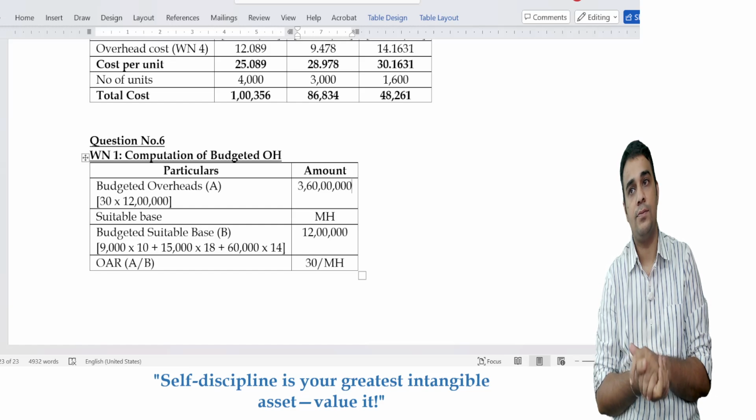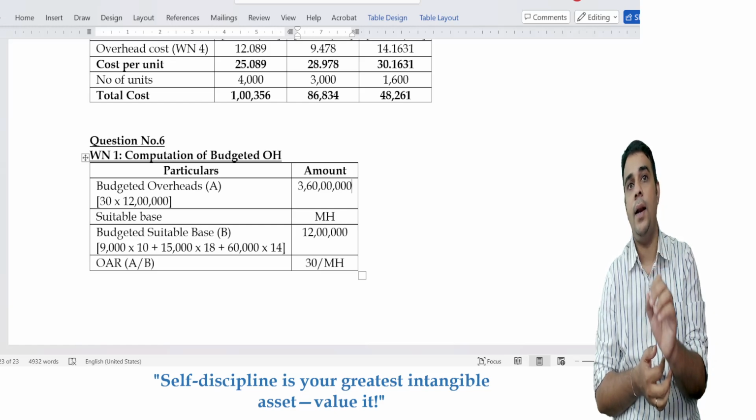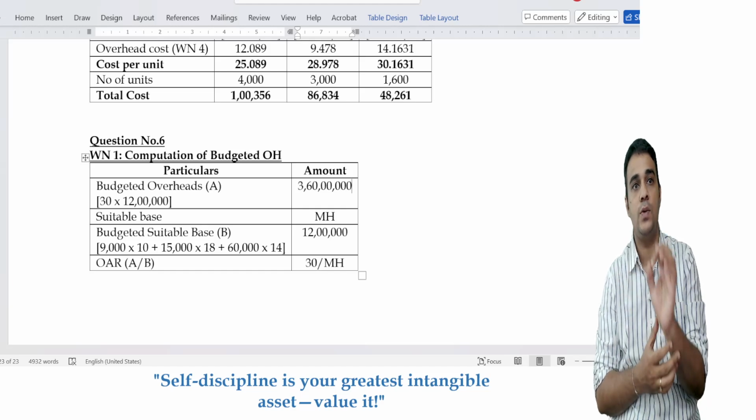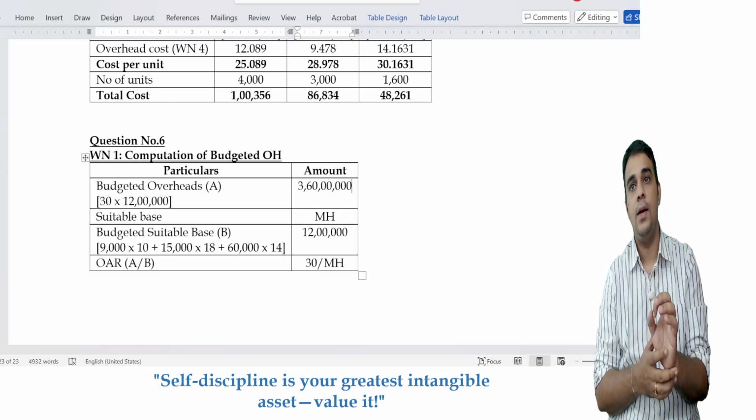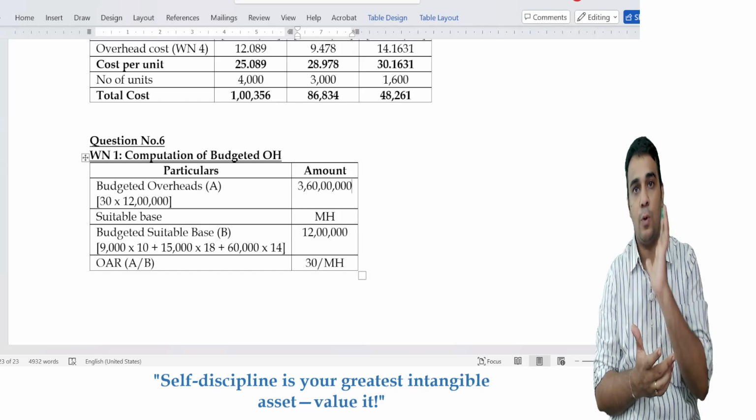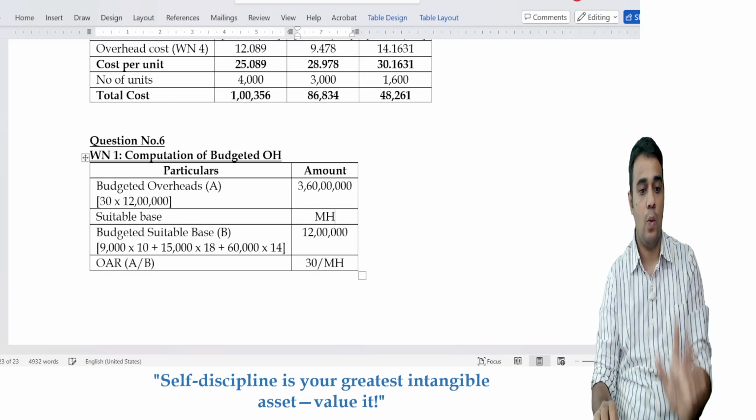Any doubts on this? In the reverse order, we had to do this, and using 30 and 12 lakh, we have got the budgeted overheads figure. Any doubts in this? 3 crore 60 lakh. Budgeted overheads 3 crore 60 lakh rupees.